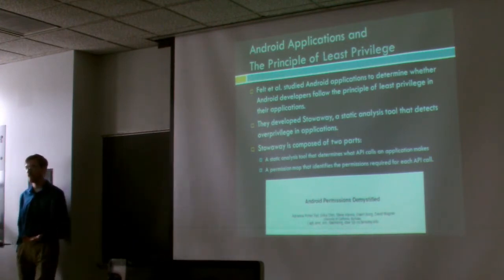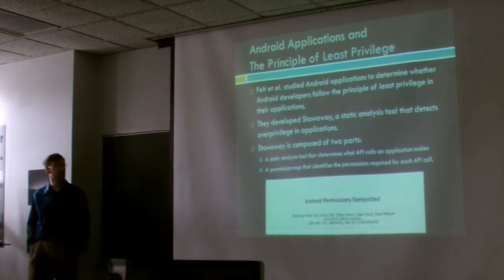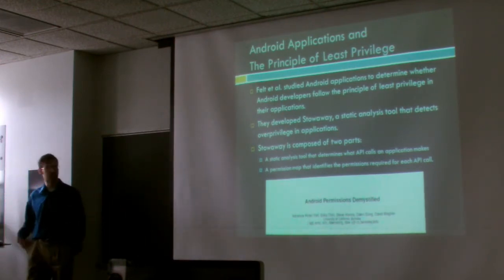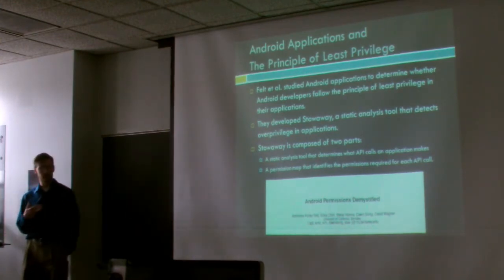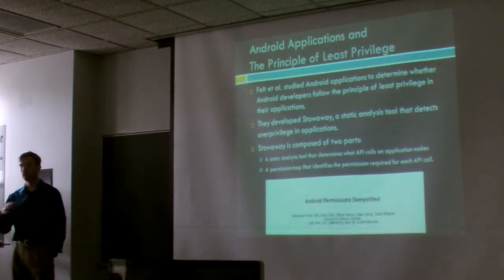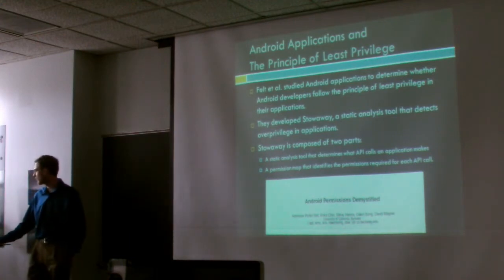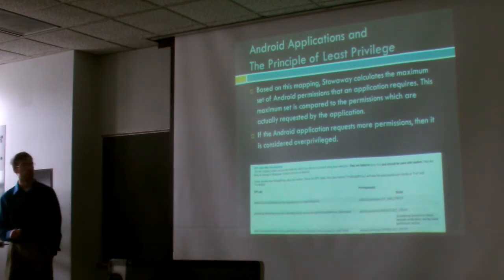Next, Felt et al. studied Android applications to determine if developers actually follow this principle, or whether they overprivilege their applications. To do this, they developed a tool called Stowaway, which is a static analysis tool, which I'll get to in a bit, that detects overprivileged applications. Detecting overprivileged applications is composed of 2 parts. One breaks down the application into the API calls that it's using and uses a permission map that identifies the permissions required for each of those calls.